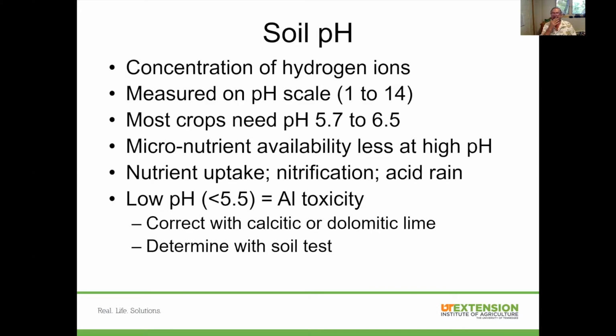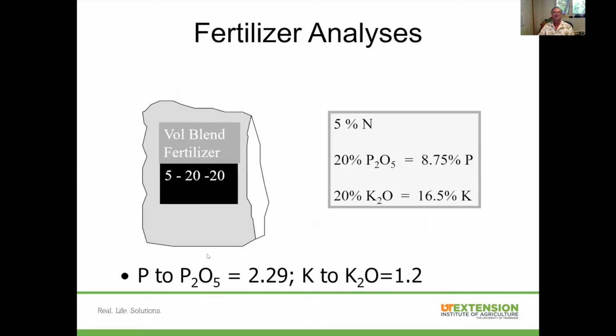Most crops, we need a pH of between 5.7 and 6.5. And it's really important that we maintain it around there. Not so much for the hydrogen ions, but really what happens under these low pH conditions, because our soils are dominated by aluminum. Aluminum becomes soluble and is toxic at a low pH. So we were trying to keep our pH above 5.5, which is where we come up with the recommendation of 5.7 to 6.5. How do we correct it? We correct it with limestone, and we determine this with a soil test.